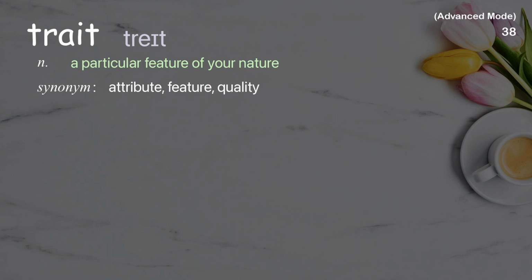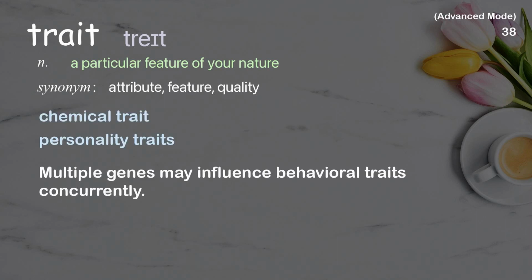Trait. A particular feature of your nature. Examples: Chemical trait. Personality traits. Multiple genes may influence behavioral traits concurrently.